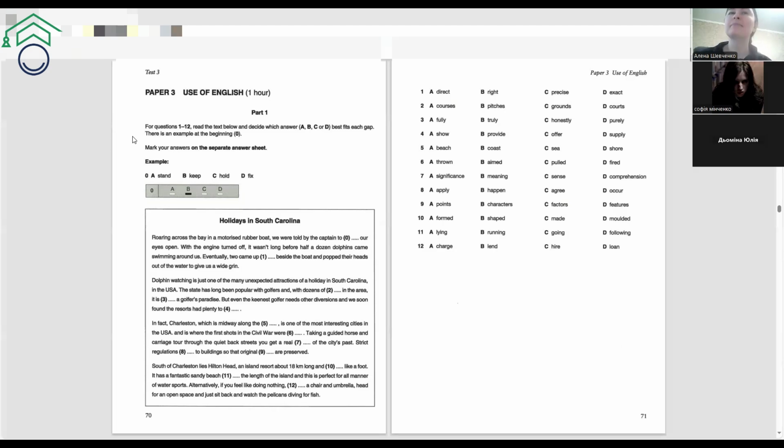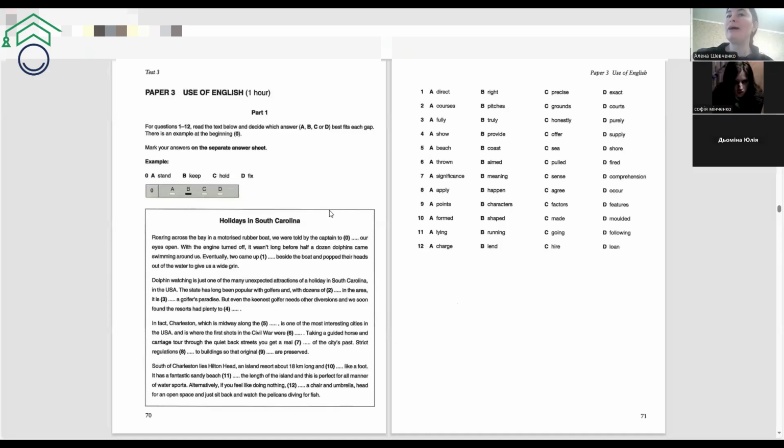For questions 1 to 12, read the text below and decide which answer, A, B, C, or D, best fits each gap. There is an example at the beginning. 0. Mark your answers on the separate answer sheet. Example 0: A, stand. B, keep. C, hold. D, fix. So this is the example, right? Example which is already done for us to help us identify how to work with such activities.